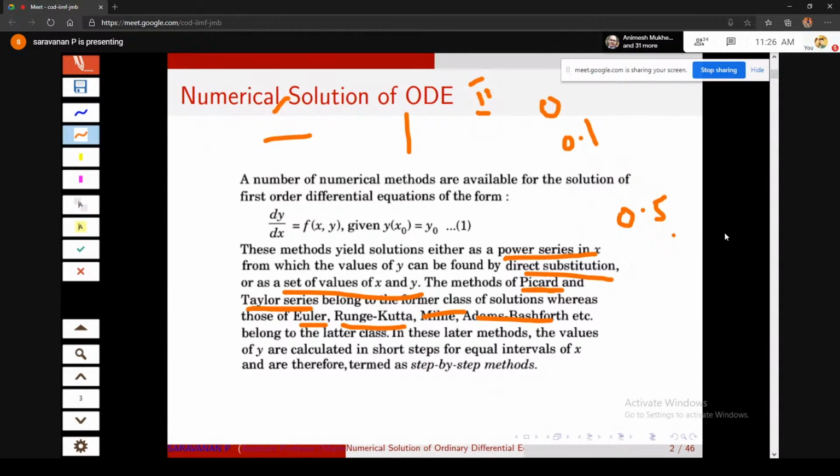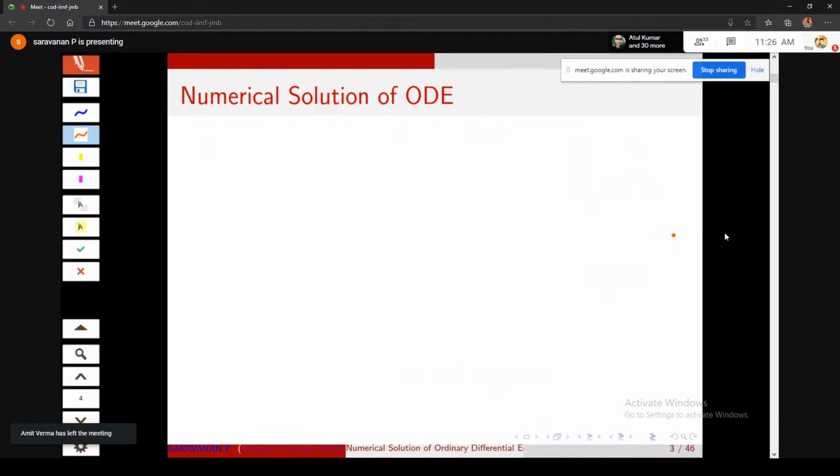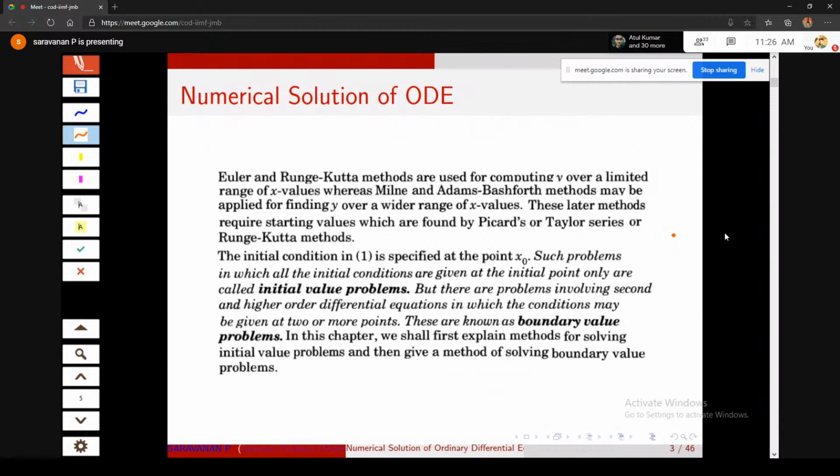So now let's see one by one. Euler and Runge-Kutta methods are used for computing y over a limited range of x values. Milne's method and Adam-Bashforth are not in the syllabus, so I will avoid those.